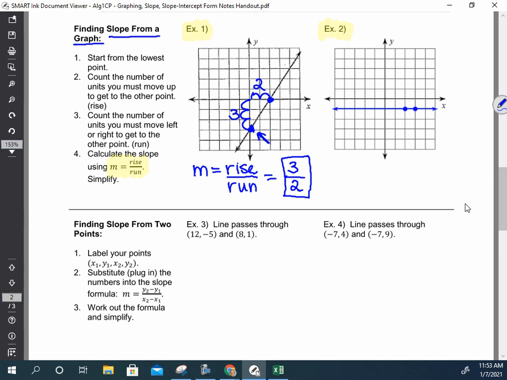So, one thing to remember, if you move to the left, that's negative. If you move to the right, that's positive. If you move up, that's always positive. But if you choose to go down, that's negative. You should always go up for rise. But if you make the mistake and go down, that's okay. Just know that that's negative.